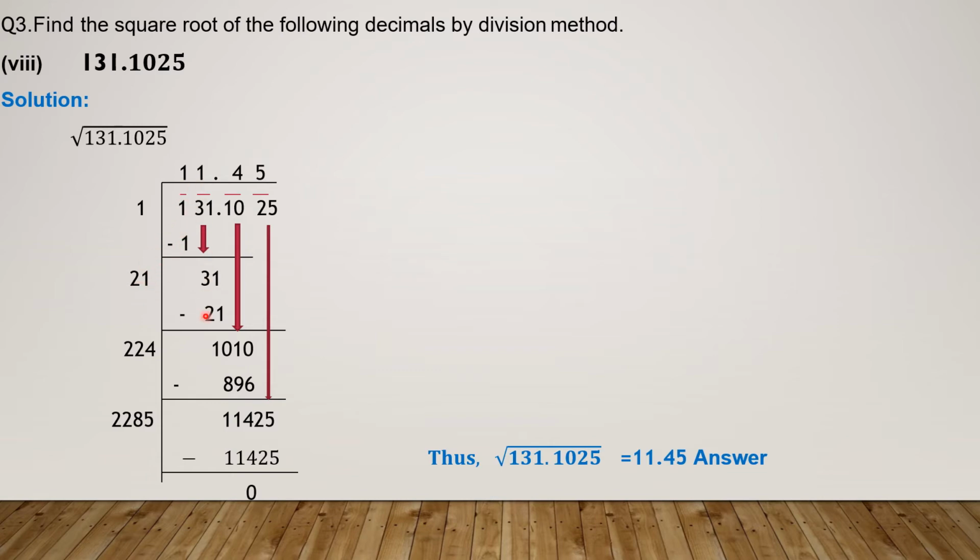21, 1s are 21. Subtract 31 and 21, we will get 10. The next pair will come down, that is 10. Before coming down this next pair, first it is the turn of decimal point. Decimal point will move upward, and then next pair 10 will come down. Now your new dividend is 1010.